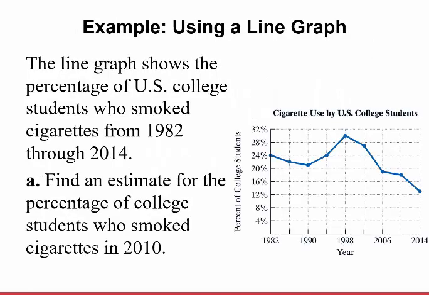The line graph here, to the right, shows the percentage of U.S. college students who smoke cigarettes from 1982 through 2014. What this is saying is in 1982, right here, 24% of college students smoked cigarettes, and then by 2014, it was down to roughly somewhere between 12 and 16%. Let's find an estimate for college students who smoke cigarettes in 2010.